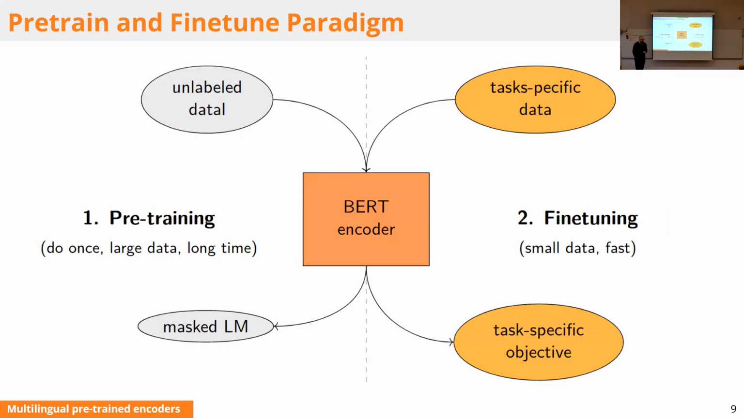And it's happening within the pre-train and fine-tune paradigm, where we first pre-train a large model on large data. It takes a long time. And then we have some task-specific data, which is relatively small. In this case, it's typically in English. And we are training for a task-specific objective.